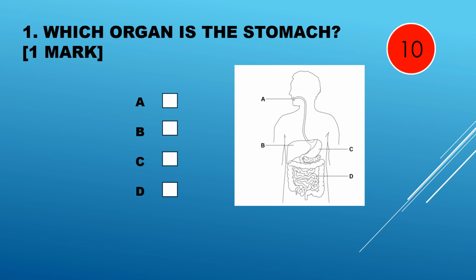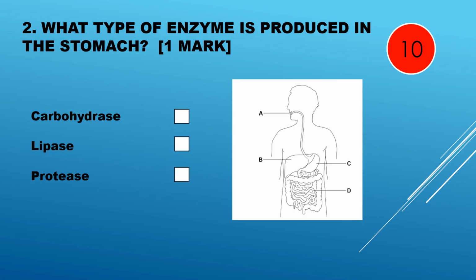Question 1. Which organ is the stomach? A, B, C or D? Stomach is C. Question 2. What type of enzyme is produced in the stomach? Carbohydrates, lipase or protease? Protease.